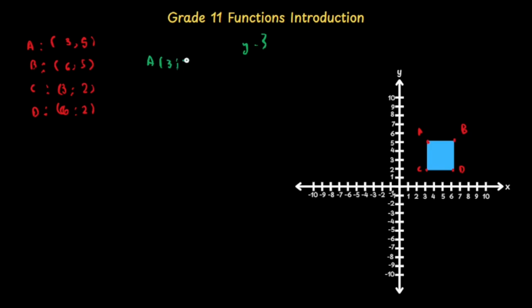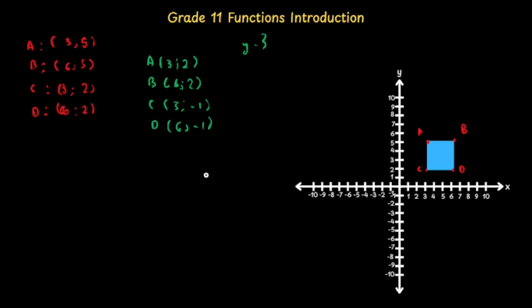For A, I would get an x value of 3 and a y value of 2, because I subtracted 3 from the 5, the y value of A. Moving on, for B I will get an x value of 6 and a y value of 2. Yet again, I subtracted 3 from my y value of 5. For point C, I will get an x value of 3 and a y value of minus 1, because I subtracted 3 from the y value of 2. And for point D, I will get an x value of 6 and a y value of minus 1, because I subtracted 3 from the y value of 2.